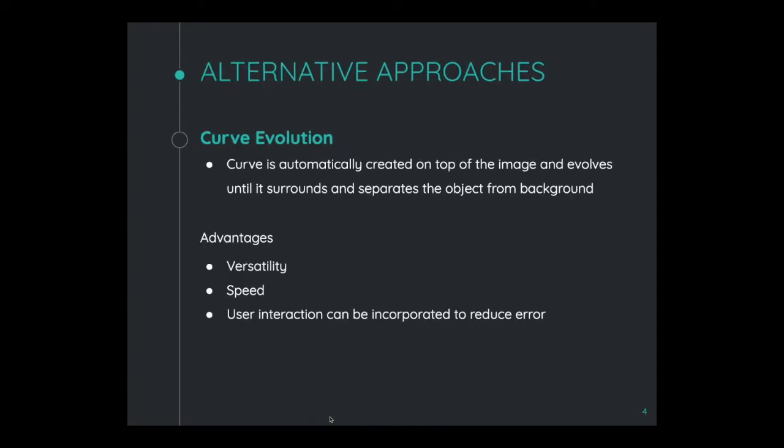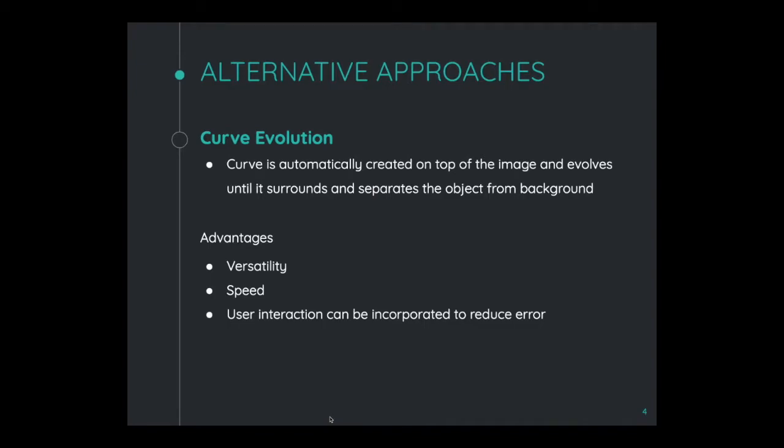For example, curve evolution. Curve evolution algorithms create a curve on top of an image and gradually evolve the curve based on image data until it is able to detect images and successfully segment the image. Some pros to this approach are that it is very versatile. Curves are able to adapt to any shape, so the algorithms are not limited to just one type of image.